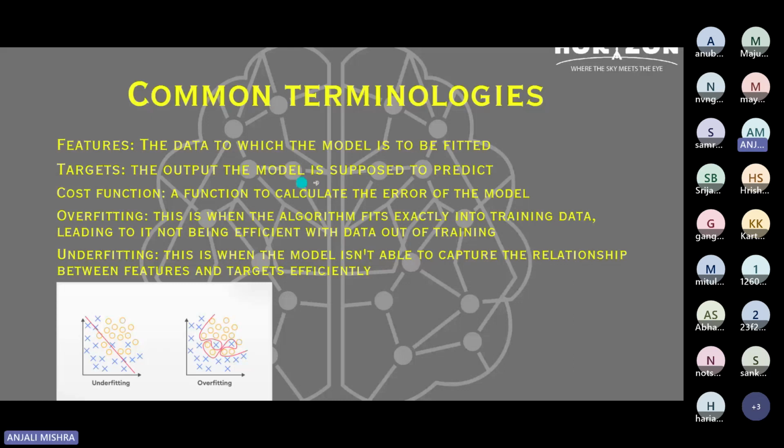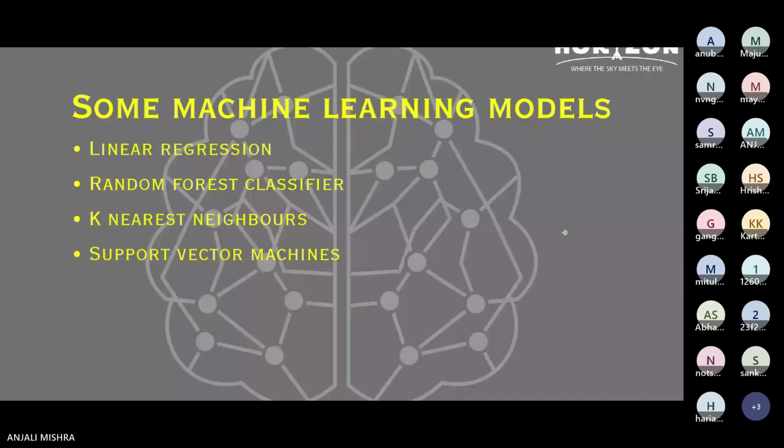Yeah, next slide. And these are some of the machine learning models. We will not go into the details of what these models mean: linear regression, random forest classifier, k nearest neighbor, support vector machines. I just hope that all of you at least know what linear regression is. You must have done linear regression at some point.